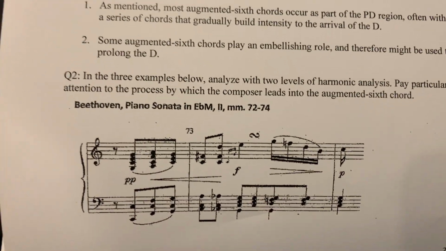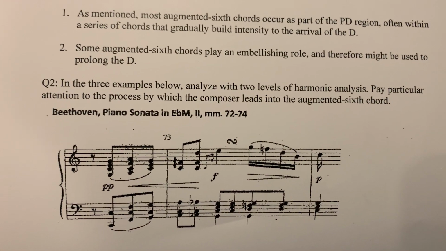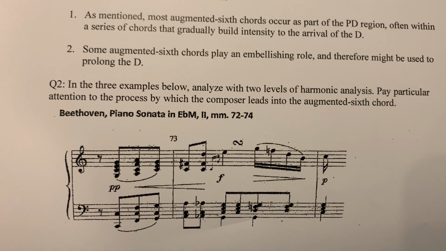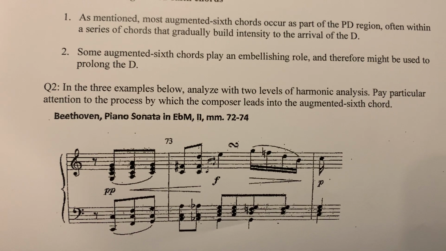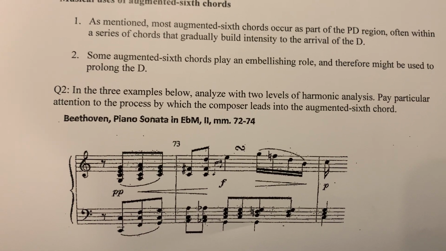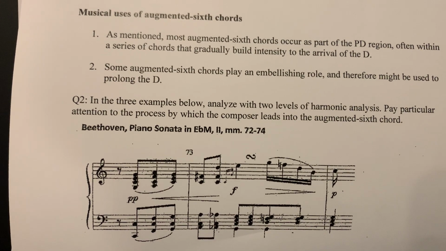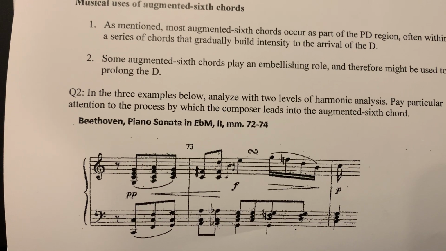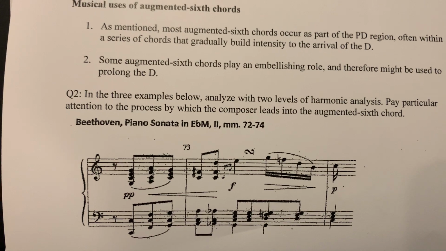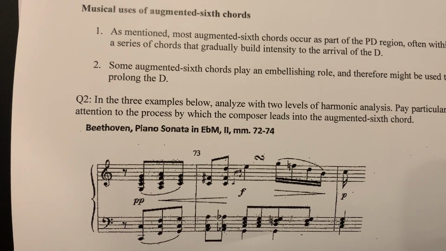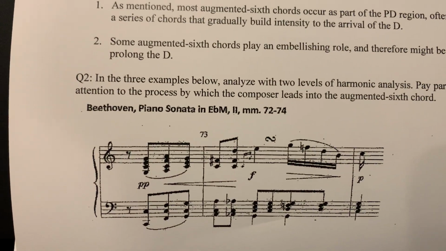So what I want you to do for the next three examples is to give me two levels of Roman numeral analysis, so the basic Roman numerals and then the T, P, D, D, T pattern underneath it, so the two levels. And then we're going to talk about the process by which the composer leads into the augmented sixth chord. And we'll find some pretty interesting things right here. Let's go one by one.